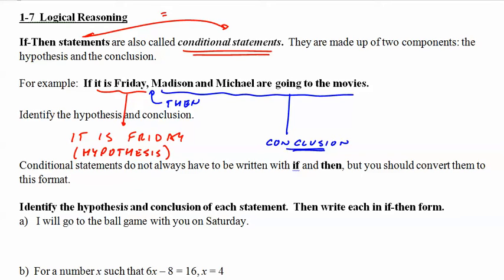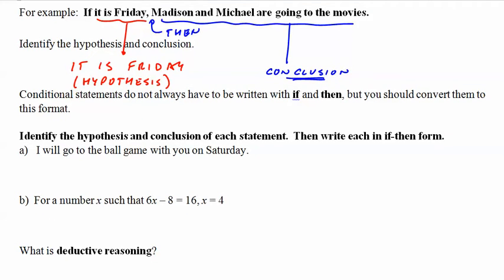So then we get into mean math teacher trick world. I'm serious, that's what I call it. We say, hey, let's write it differently. I will go to the ball game with you on Saturday. And you go, well, I don't see an if. I don't see a then. If I go to the ball game, it is Saturday. Well, oh, wait a minute. It's very confusing stuff. So you've got to play with it a little bit. See if you can figure it out.